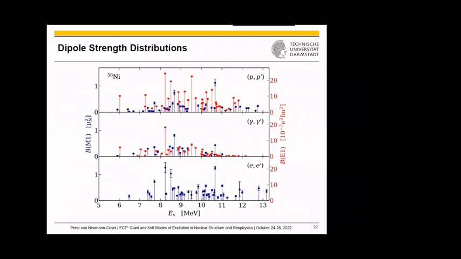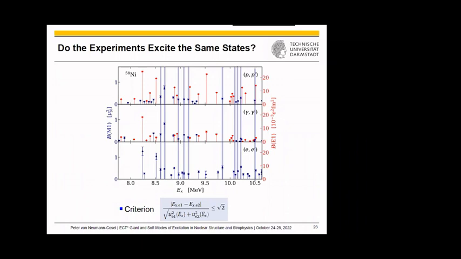Now, I show this figure again, combining it now with electron scattering. So if you compare, do you see the same states in these experiments? We use a criterion here comparing two sets of data. And since all of these have very good resolution, you are quite selective with that. And I just show you examples where we conclude we really see the same transitions, and these are M1 transitions in all three analyses.